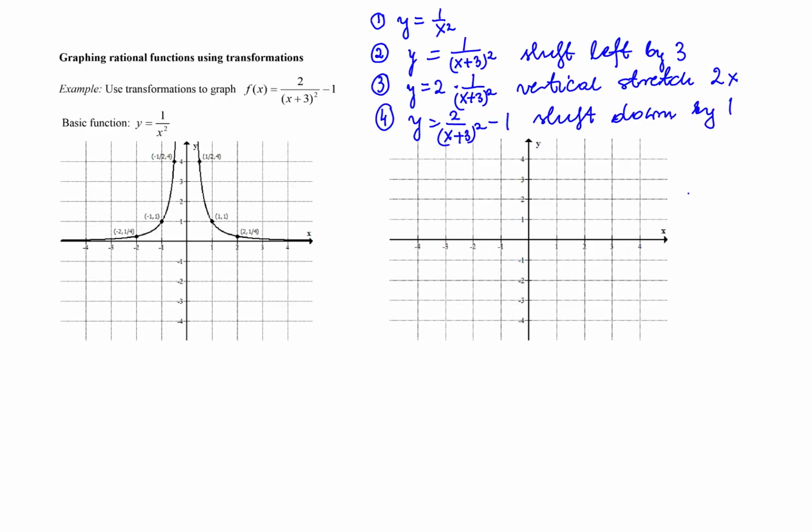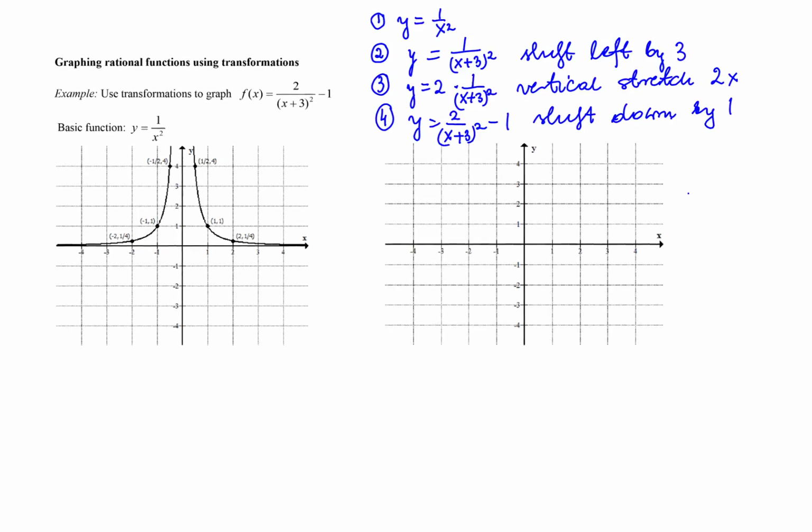So let's start graphing. The first graph, the graph of the basic function, is already drawn on the left, and I will draw in the same coordinate system the graph of that function shifted by 3 units to the left. You have to remember, however, that the rational functions have asymptotes. So the asymptotes will have to be moved as well. The function y equals 1 over x squared has two asymptotes. A vertical asymptote is x equals 0, this is the y-axis, and there is a horizontal asymptote y equals 0.